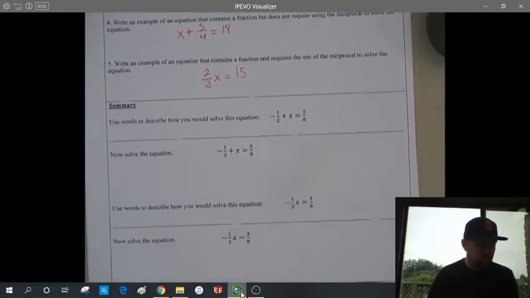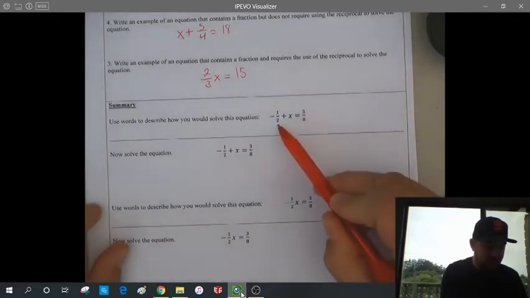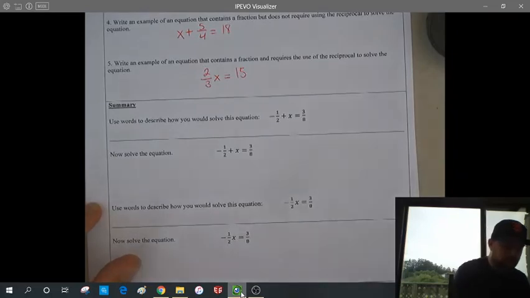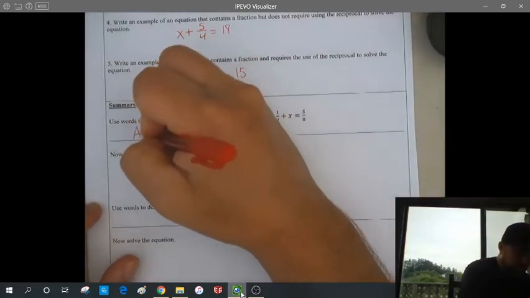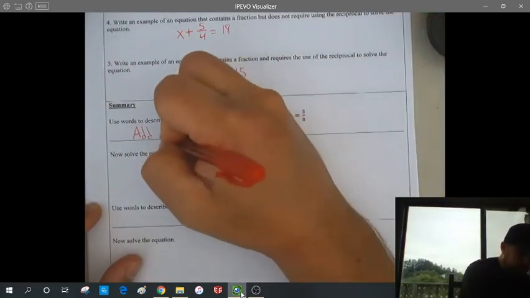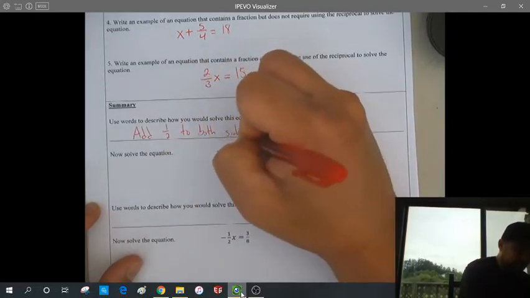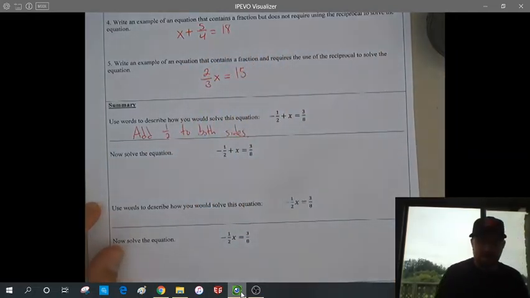So in summary, use words to describe how you would solve the equation. So in this equation, we've got 1/2 plus x is equal to 3/8. And so in order to solve that equation, we would add 1/2 to both sides. Now actually solving the equation.